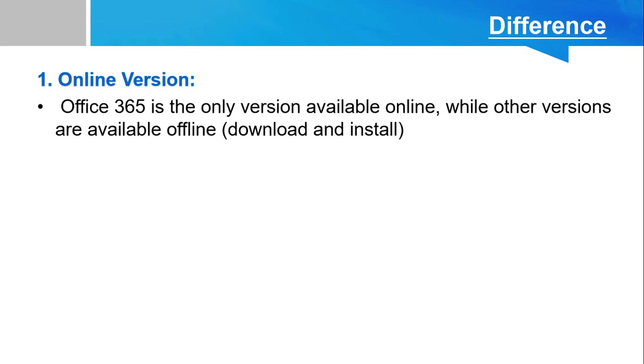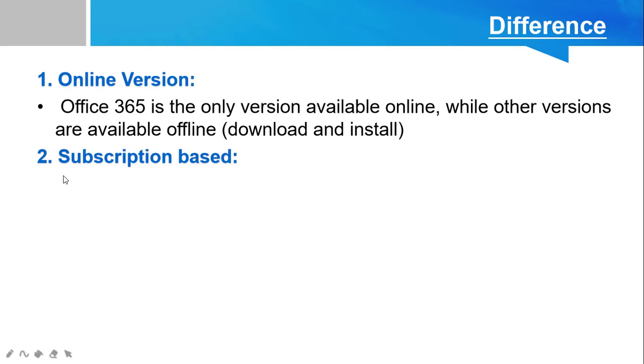Number one, Office 365 is an online version. Office 365 is the only version available online, while other versions are available offline. Microsoft Office 365 is only accessible online, while the other remaining versions like Office 2007, 13, 16, 19, all these versions are offline. You have to download and install them on your PC.